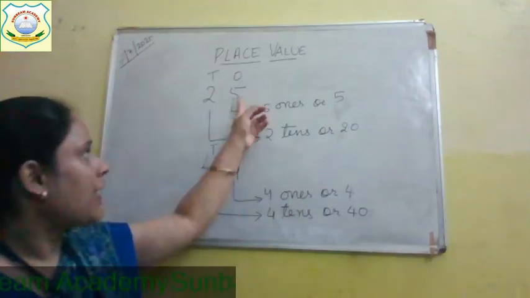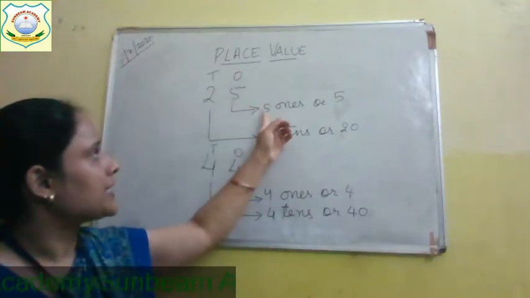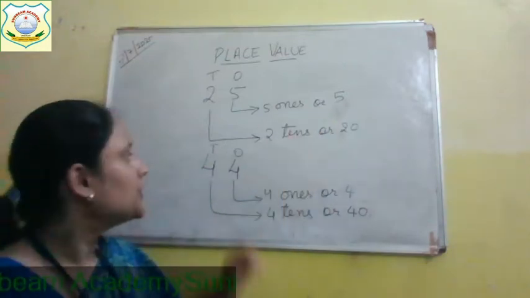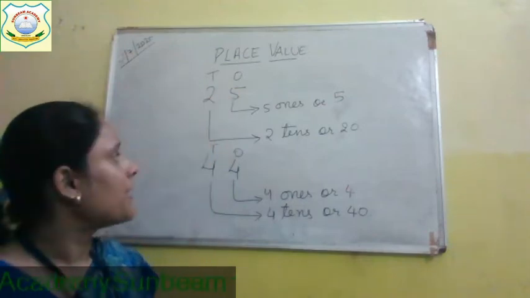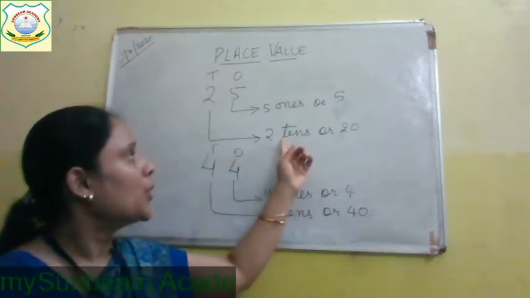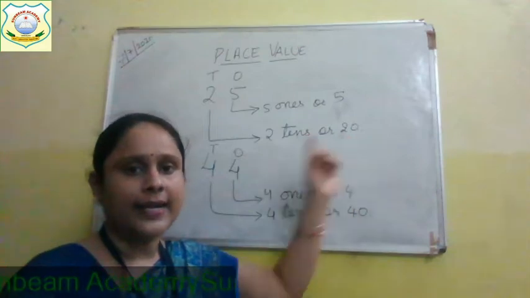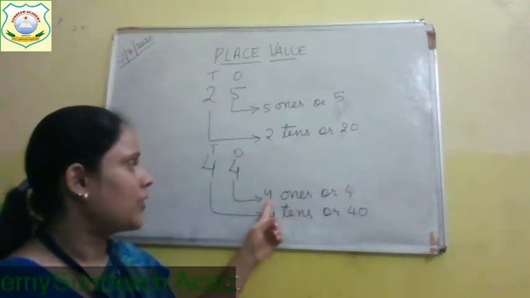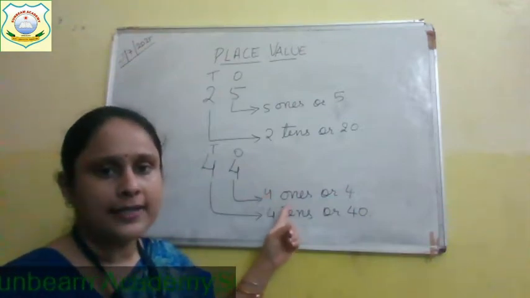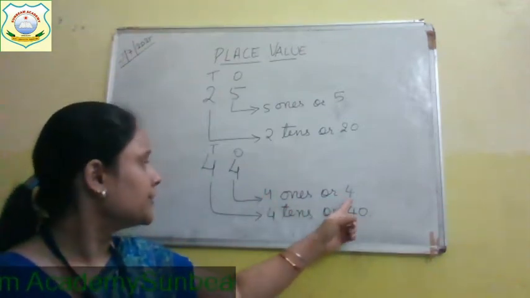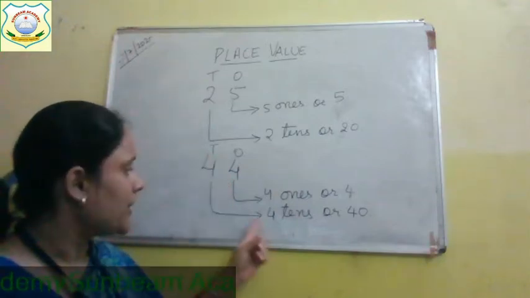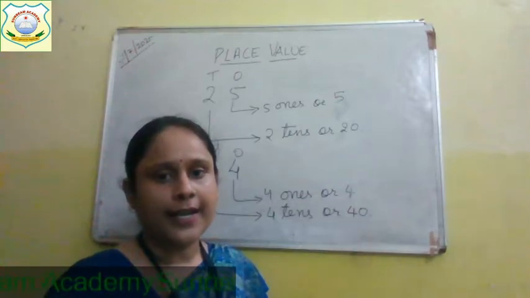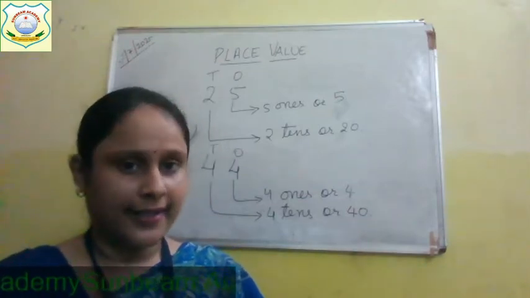Understood? 5 is at ones place, so place value of 5 is 5 ones or 5. 2 is at tens place, so place value of 2 is 2 tens or 20. Here 4 is at ones place, so place value of 4 is 4 ones or 4. 4 is at tens place, so place value of 4 is 4 tens or 40. Is it clear to you?